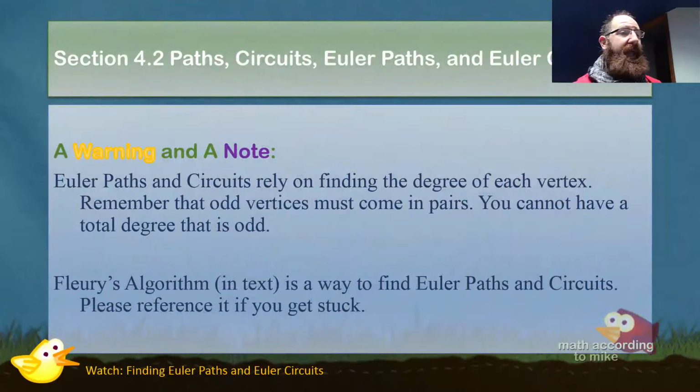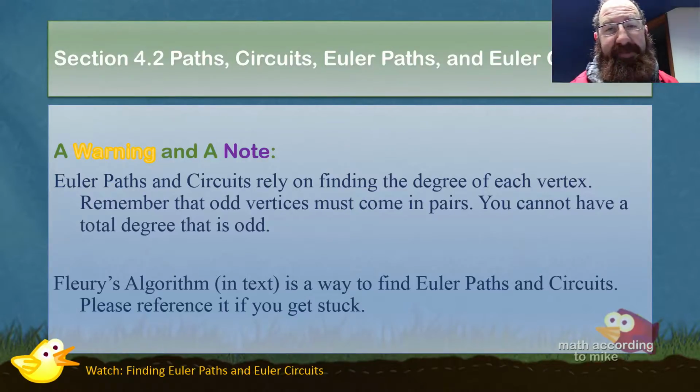Okay, so a warning and a note. So again, Euler paths and circuits rely on finding the degree of the vertex. Remember, odd vertices must come in pairs, and you cannot have a total degree that is odd. In the book, there is this algorithm. I cannot pronounce its name, so I'm going to pronounce it Flu's. Flu's algorithm is a way to find Euler paths and Euler circuits. If you get stuck, please reference it. But again, if you use the tips that I've been mentioning, you should totally be fine. So if you would, please watch the video, Finding Euler Paths and Euler Circuits.